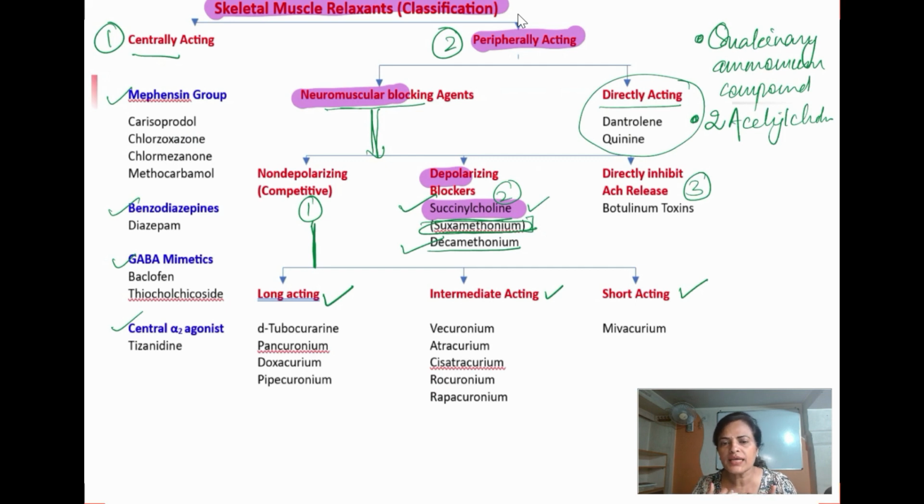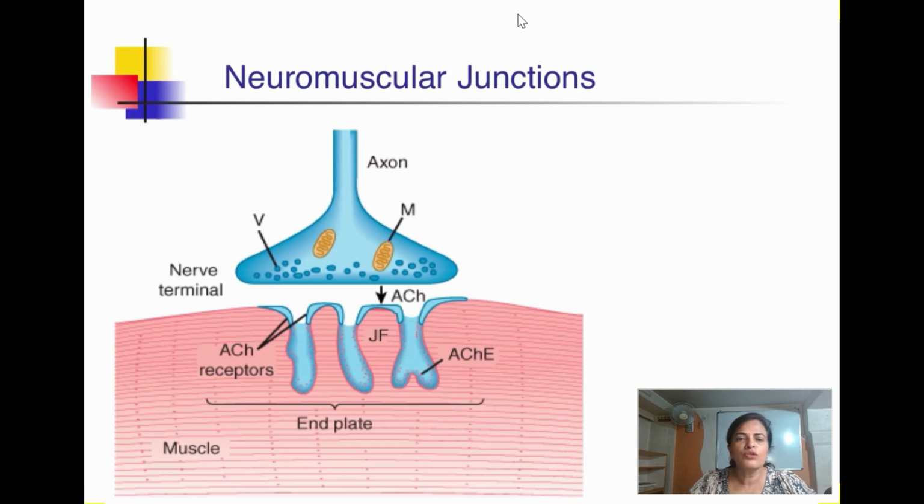Now how does it act? What is the mechanism of action of succinylcholine? For that you must know the normal physiology of the skeletal muscle, how normally the skeletal muscle contracts. This is the structure of the neuromuscular junction. This illustration I have taken from the Basic and Clinical Pharmacology book by Katzung. So here you can see the neuromuscular junction. This is a nerve and this is the muscle.